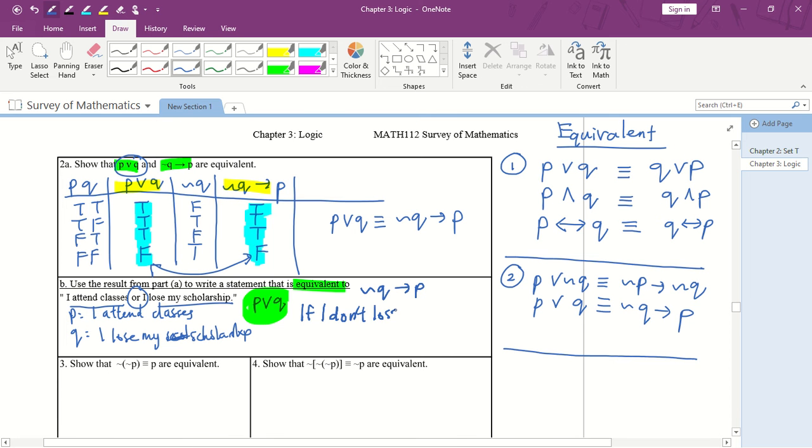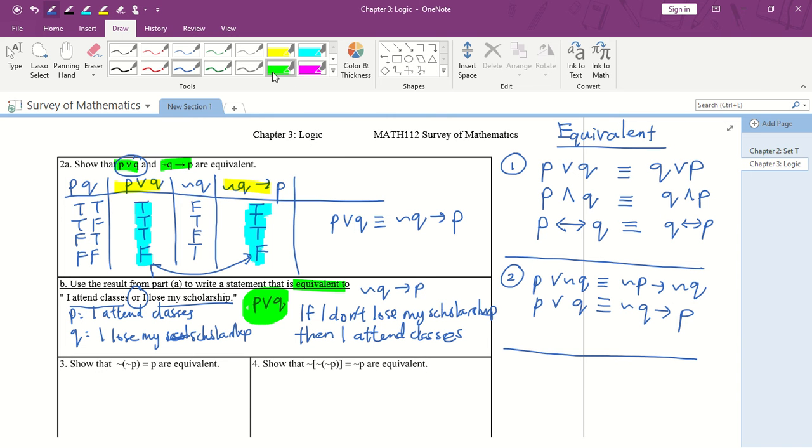So we can write this sentence as: if I don't lose my scholarship, then I attend classes. Let's check. Negation Q is don't, and Q is lose my scholarship, and here we have if then. That is the equivalent statement that we need to write for that question, and we are done here.